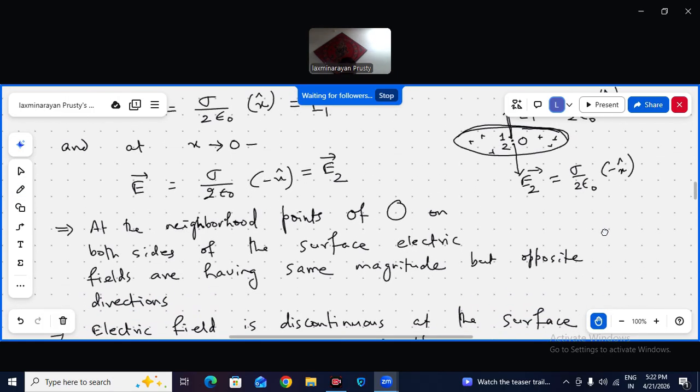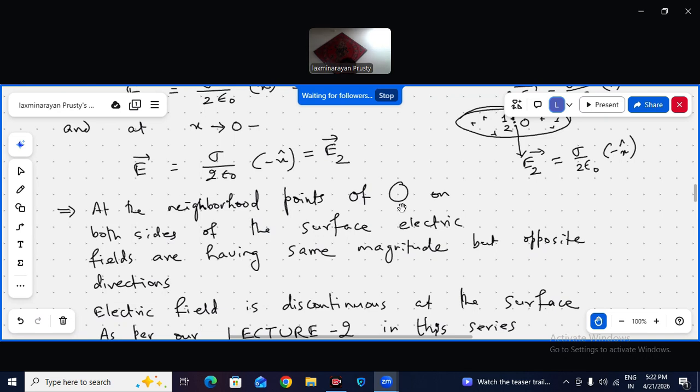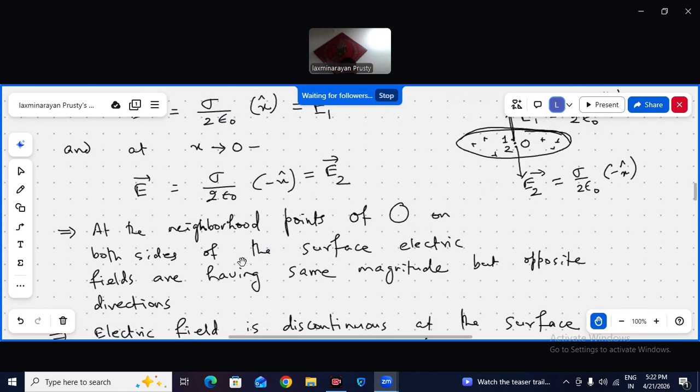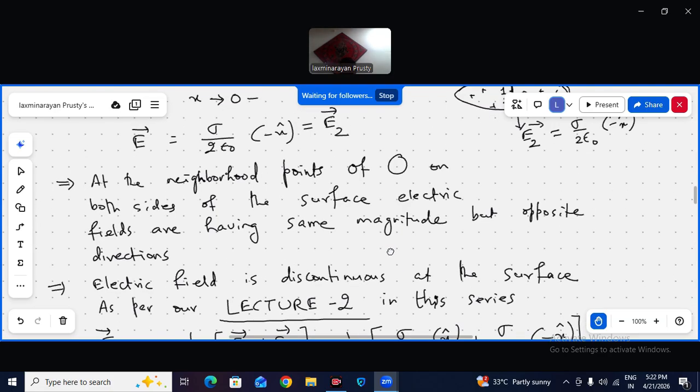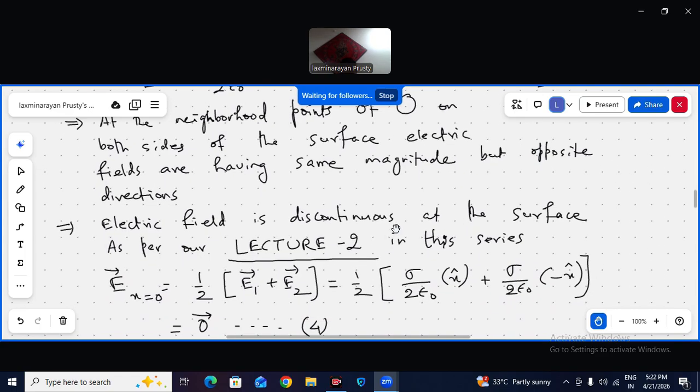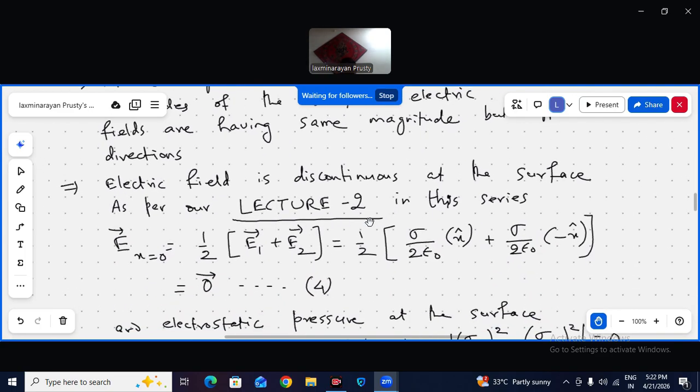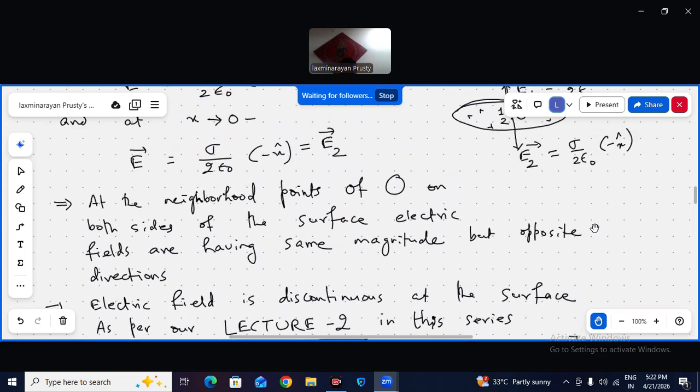So at the neighboring points of the center point O, on both sides of the surface, electric fields have the same magnitude but opposite direction, 180 degrees opposite to each other. So the electric field is discontinuous. Electric field is a vector. For continuity, both magnitude and direction should be the same at point 1 and point 2, but here the magnitude is the same and the direction is not. So they are discontinuous, as per what I told in lecture 2.